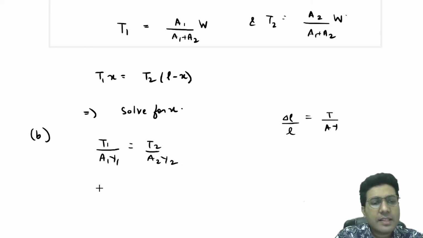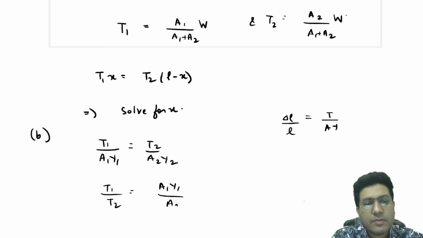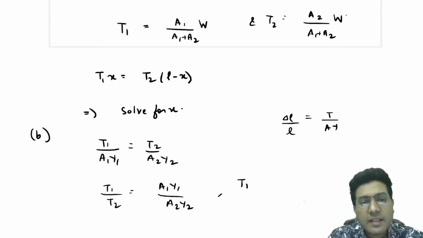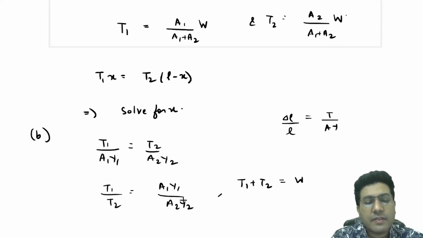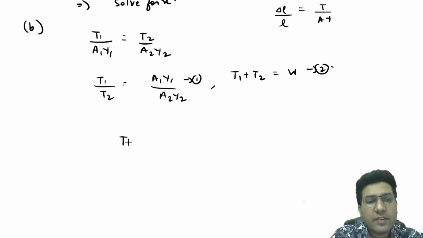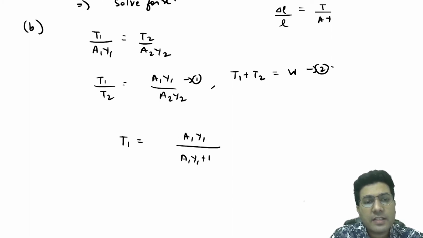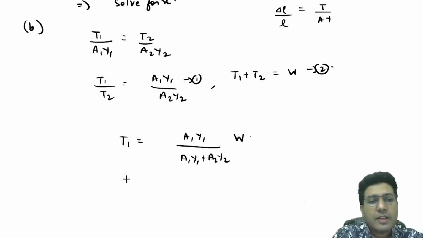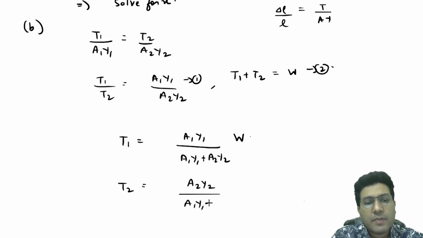Okay, so in this case you will say that T1 by T2 is equal to A1 Y1 divided by A2 Y2. So in this case we have two equations again. T1 plus T2 is W, and T1 by T2 is A1 Y1 by A2 Y2. So this is equation 1, equation 2. So again, when you solve for T1 and T2, you will get T1 is equal to A1 Y1 divided by A1 Y1 plus A2 Y2 into W, and T2 will be equal to A2 Y2 divided by A1 Y1 plus A2 Y2 into W.